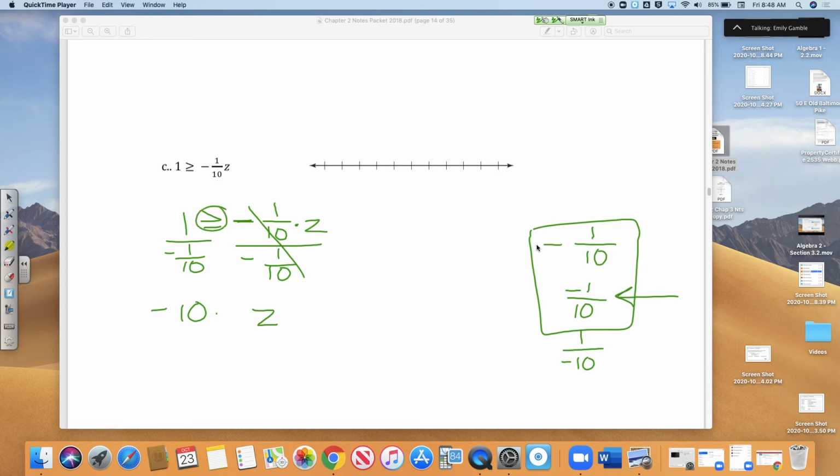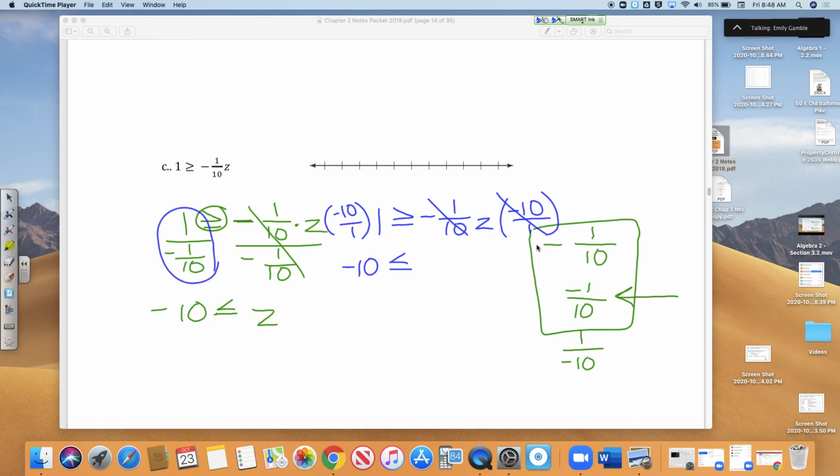And because we were dividing by a negative number, the sign is going to flip from greater than or equal to less than or equal to, like this. If we use the other method, instead of dividing, we multiply by the reciprocal. The reciprocal of negative 1/10 is negative 10 over 1. So I can multiply both sides by negative 10 over 1 as well. That cancels and that cancels. Negative 10 over 1 times 1 is just negative 10, which is easier than this whole mess. And the sign still flips, and I would have negative 10 is less than or equal to z.